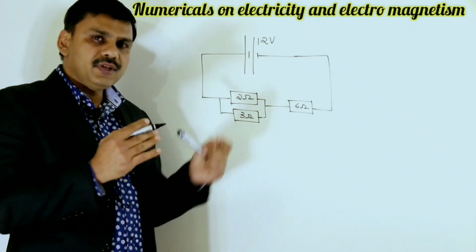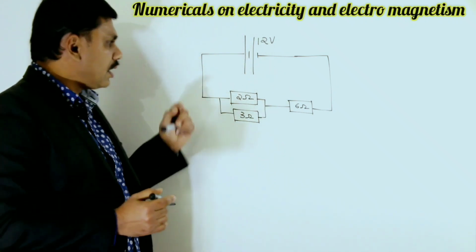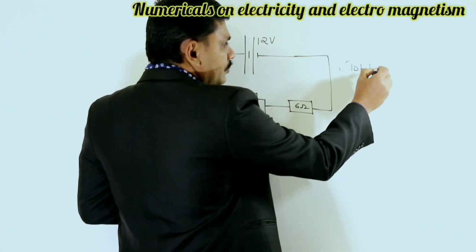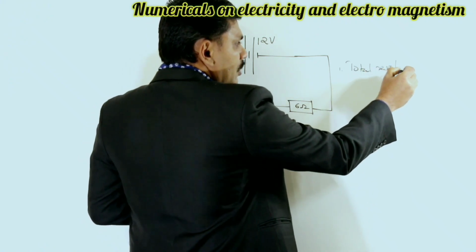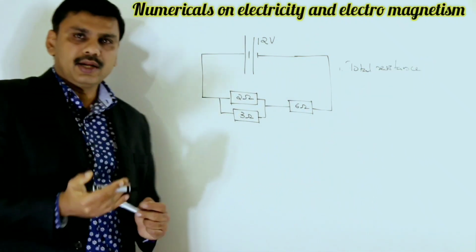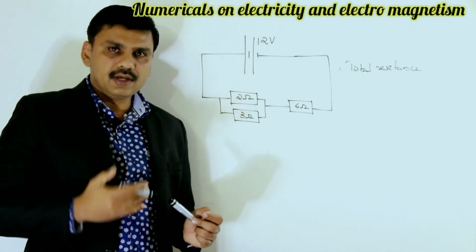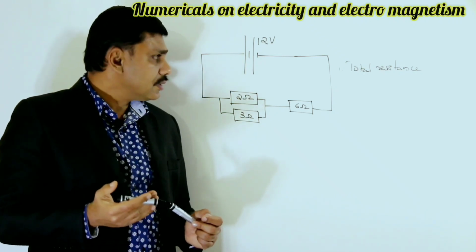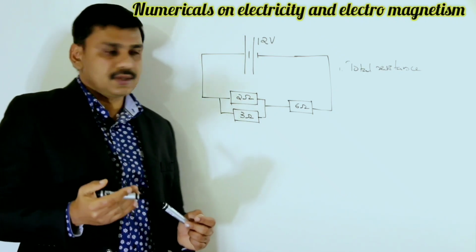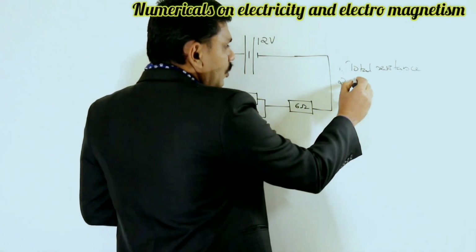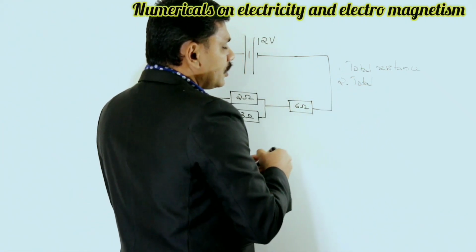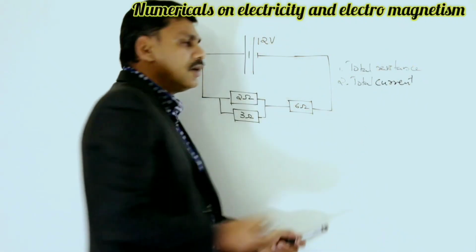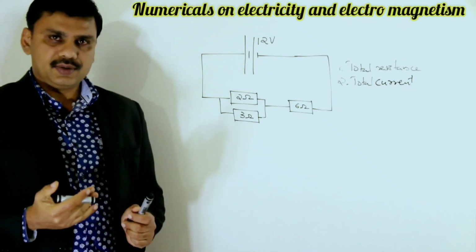In many of the numericals from electricity, they are asking first to find the total resistance, or equivalent resistance, or effective resistance in the circuit. Then they can ask for the total current in the circuit.